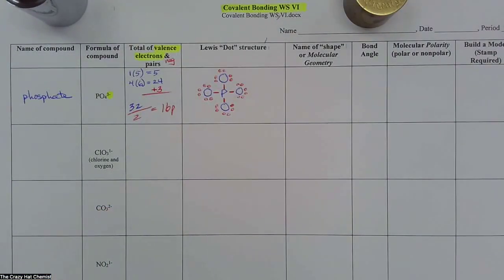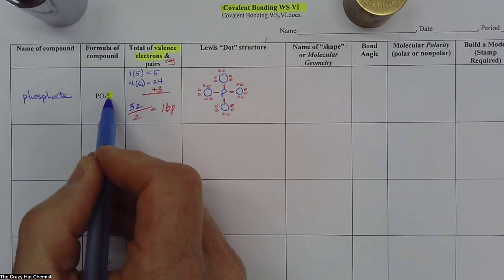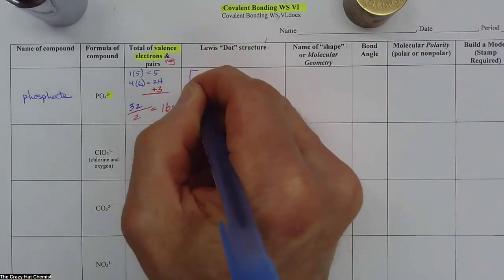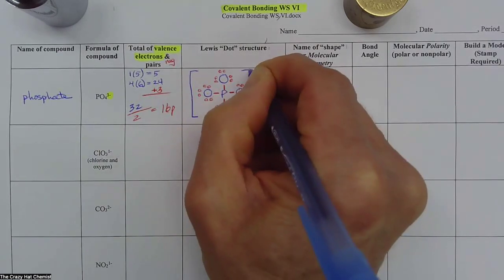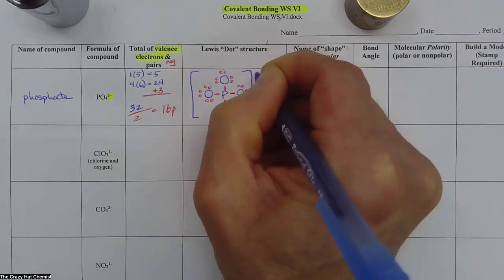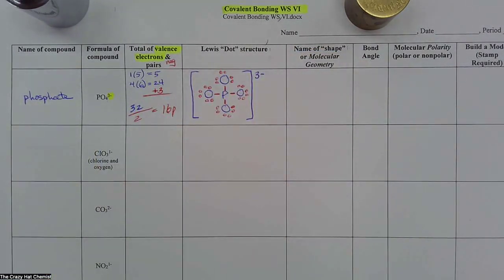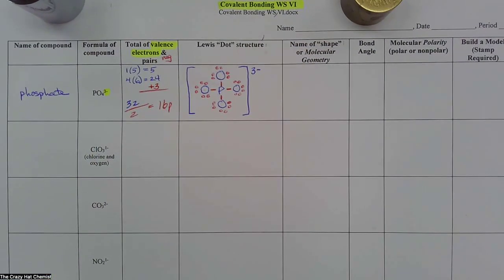Now, the other critical thing that we need to do is that because this has a charge, whether it's positive or negative, we put brackets around this and then delineate that charge. That charge is a 3 minus. We're placing it in the same position that we had up there. All right, that's perfect. That is beautiful. You've done a fantastic job.